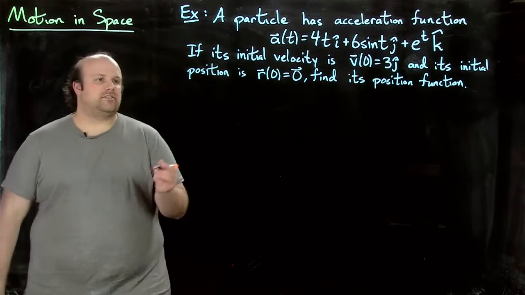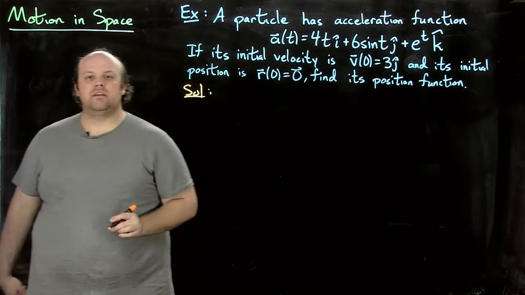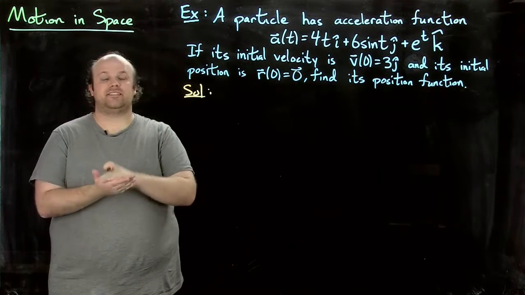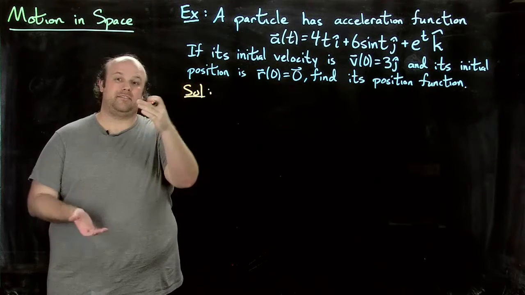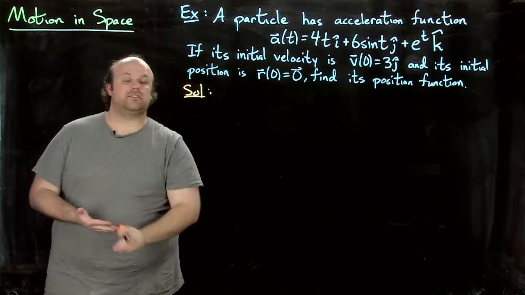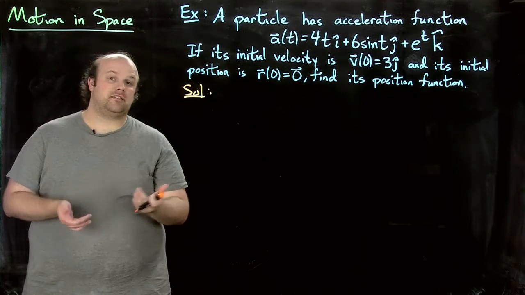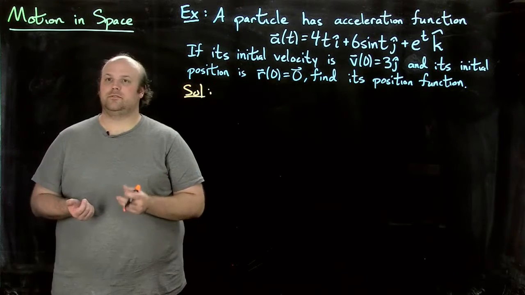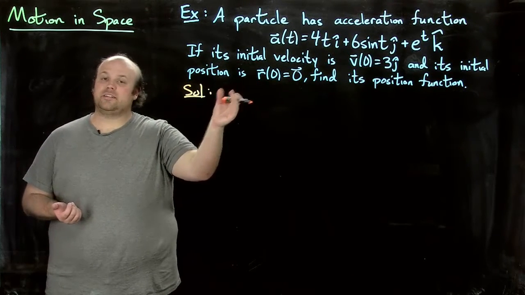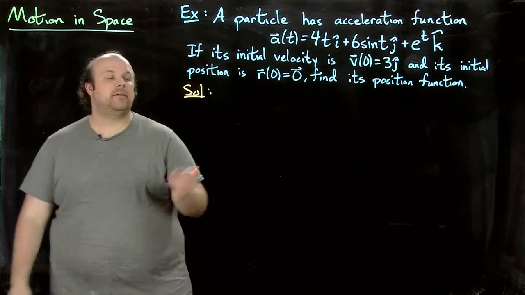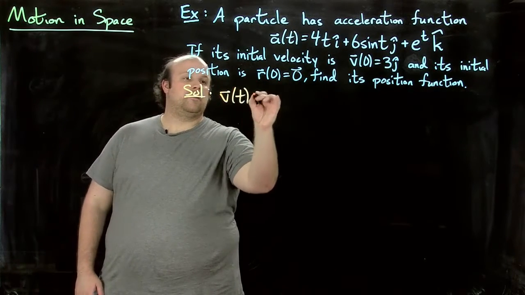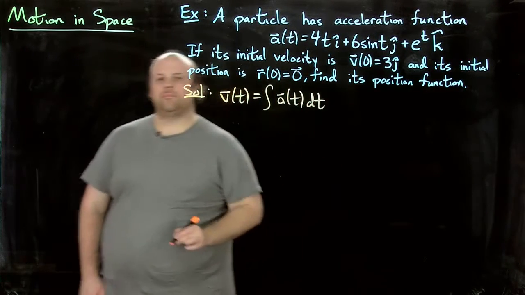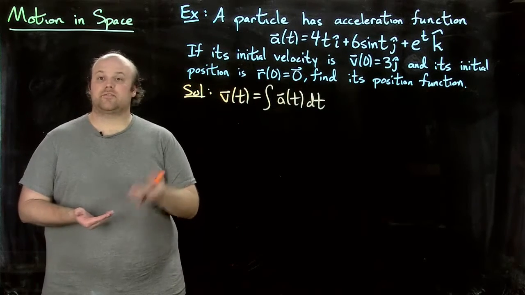Okay, so to begin this, the first thing we do, well, if acceleration is the second derivative of position, then we have to kind of undo two derivatives. So if we integrate acceleration once, we've undone one derivative, and that actually puts us in velocity. Right? So we're going to integrate the acceleration function, and that'll give us velocity. Okay, so v of t will be the integral of a of t dt. Okay? And this is just integrate component by component.